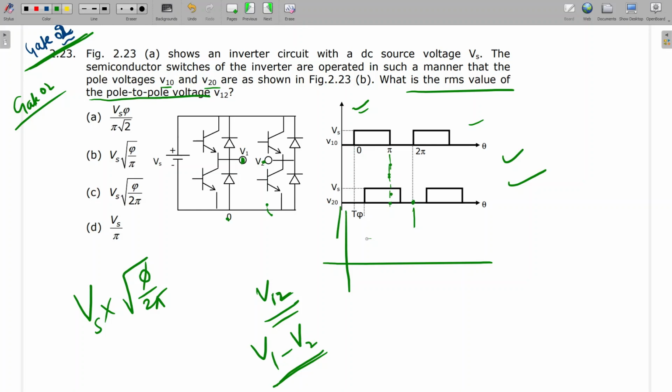Since this waveform is the same, only shifted by 5, one waveform will be there and here also one waveform will be there in one cycle. This is 5, this is 5, and this is pi. Is it clear? And here also the same thing will come. This is 2 pi. Is it clear now? So 2 pi divided by 2 pi.